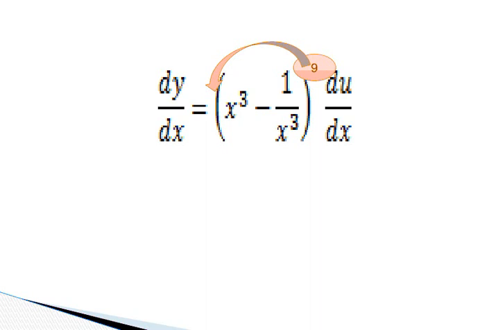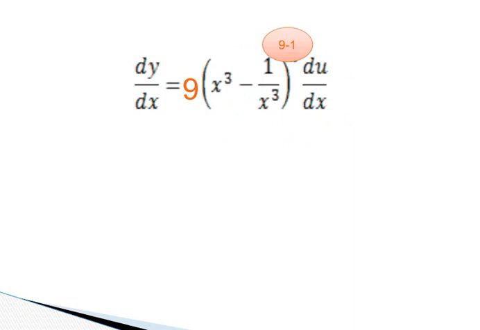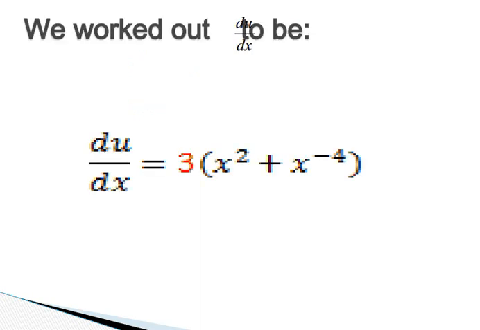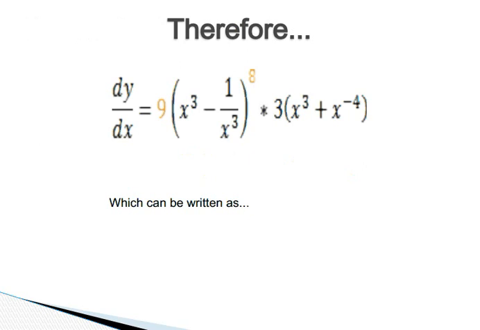So the initial function was y equals (x cubed minus 1 over x cubed) all to the power 9. So for the chain rule, we have to bring down the power outside the bracket, which is 9, to the front. And then also you take 1 away from the power, which leaves us with dy dx equal to 9 multiplied by (x cubed minus 1 over x cubed) all to the power of 9 minus 1, multiplied by du dx. We worked out du dx to be 3 multiplied by (x squared plus x to the power minus 4).